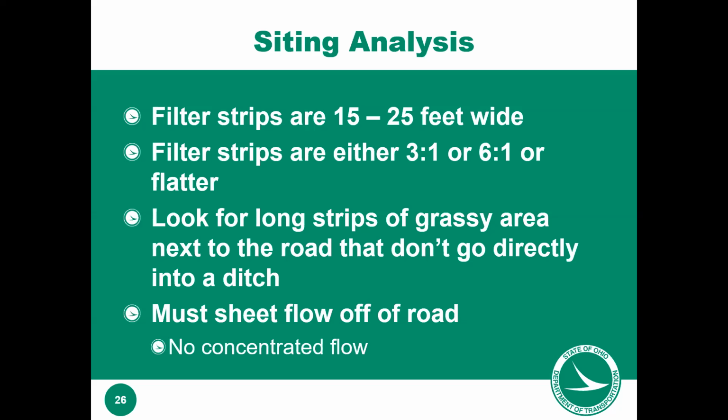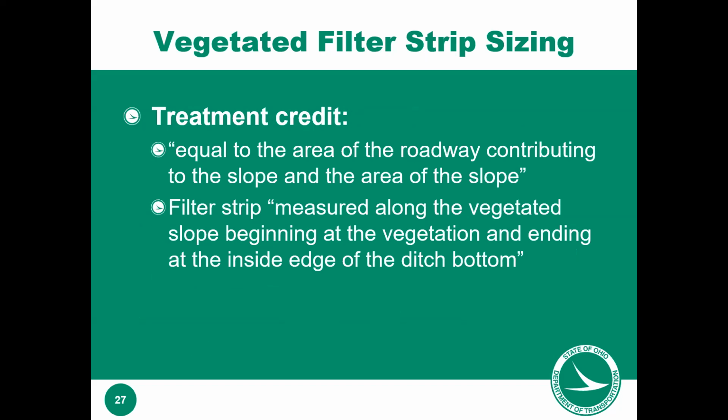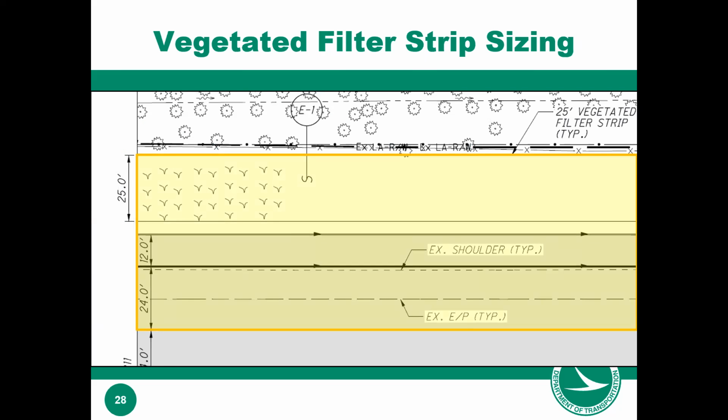So that's how that works. And the treatment credit is equal to the area of the road that drains to it and the area of the filter strip itself. So if the 25-foot filter strip's on the north side and the road drains through it, you get credit for that whole area.